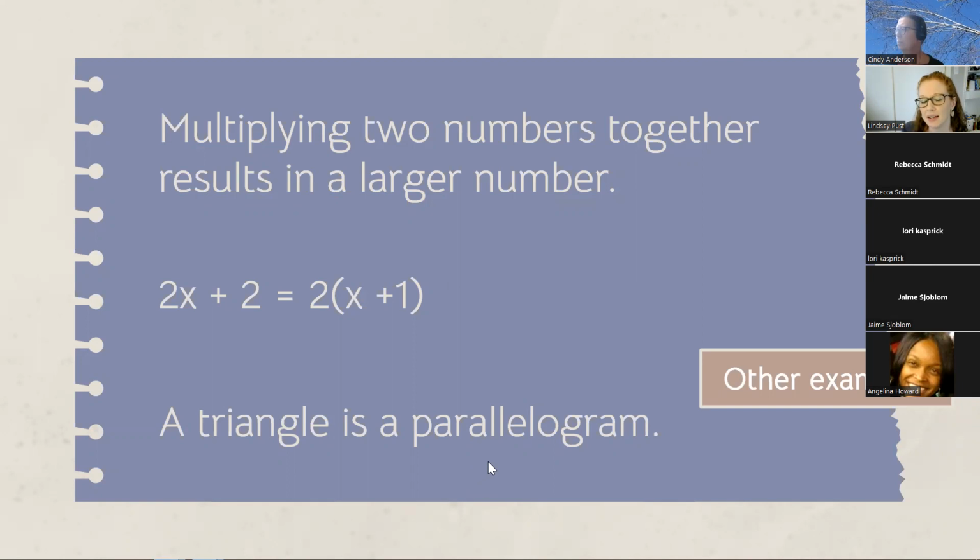Sometimes, if we're multiplying by something less than 1, then that changes it. It could be talking about shapes. A triangle is a parallelogram. Always, sometimes, never true. And so students have to wrestle with that, and they have to explain why.